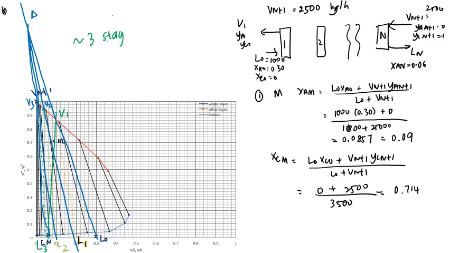Okay, approximately 3 stages. So if you see, there are 3 teeth. So 1 tooth here, 2 teeth here, and another tooth here. Okay, so those are the 3 stages.